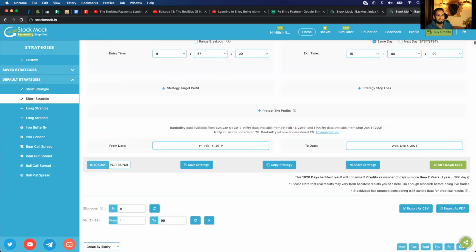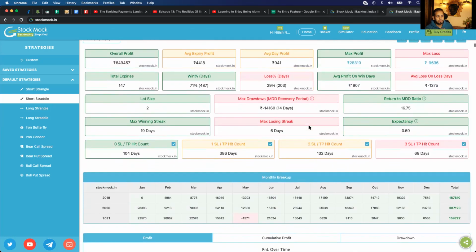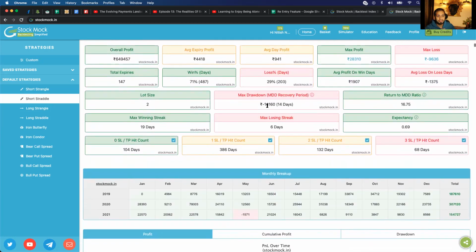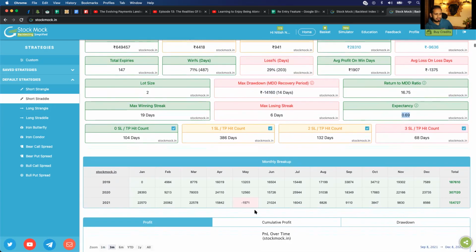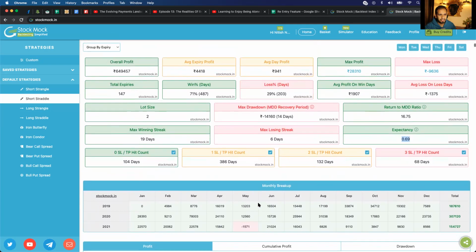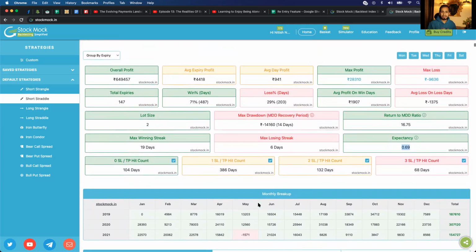Let's see here. So obviously day profit got improved. MDD got much controlled. 14,000 rupees. Okay. For people who don't know, it's like close to 7.5%. Okay. And expectancy is 0.7. That's amazing. For me, it's amazing at least. Okay. Losing months under control, as I told you. Okay. This is not bad. This is not bad at all.